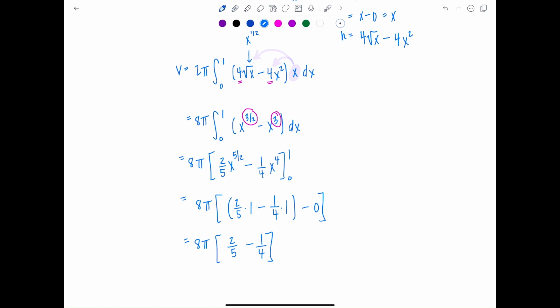Let me show you my little multiplication shortcut with the fractions, or subtraction shortcut. You do 2 times 4, that's 8, minus 1 times 5, that's 5, over 20. That's 3 over 20 times 8 pi. 8 pi times 3 over 20. I can cancel out a 4, right? This is 5, and now this is 2. Final answer, 6 pi over 5.